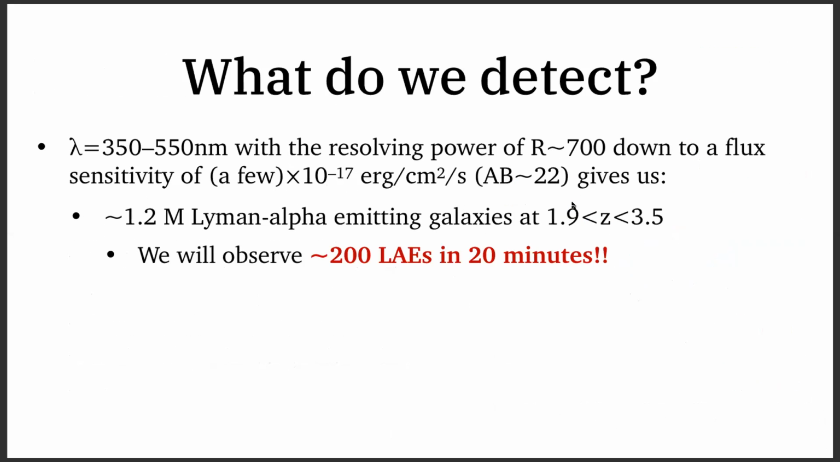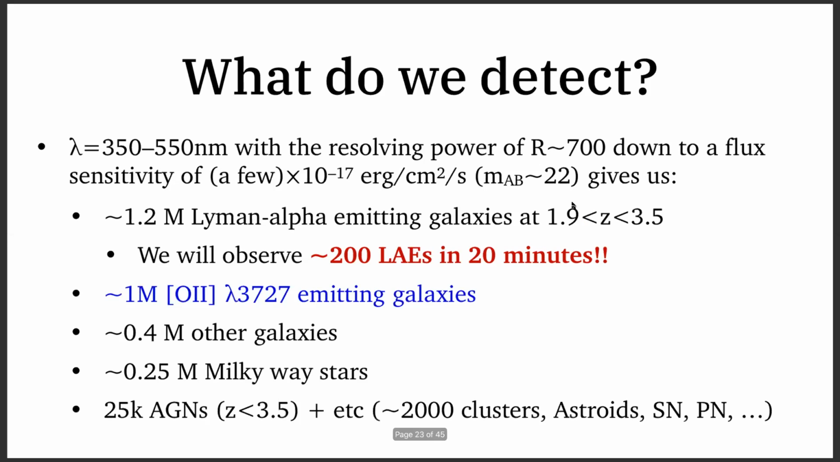So what do we detect? As I said, we will detect 1.2 million Lyman alpha emitting galaxies between redshift 1.9 and 3.5. That means we'll have about 200 LAEs in 20 minutes. On top of that, we'll have about an equal number of low redshift oxygen II 3727 emitting galaxies, and 0.4 million other galaxies, and then Milky Way stars and AGN. So that's what we observe.